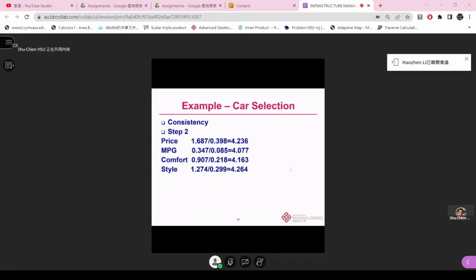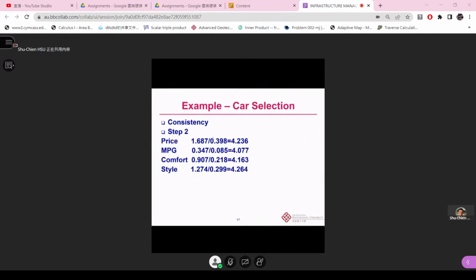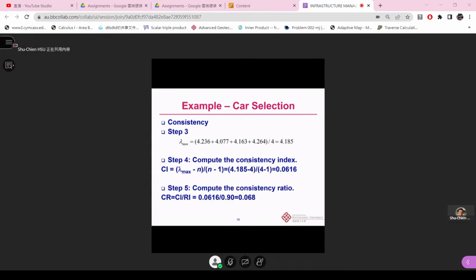Okay, so in step 2, because of this value, we further divide it by the priority vector. So 1.683 divided by the 0.398, we get 4.236 for price, 4.077 for MPG, 4.163 for comfort, and 4.264 for style. Then step 3, the lambda max, is equal to the sum of those values divided by 4, which is equal to 4.185.